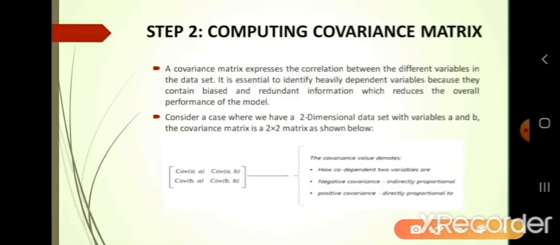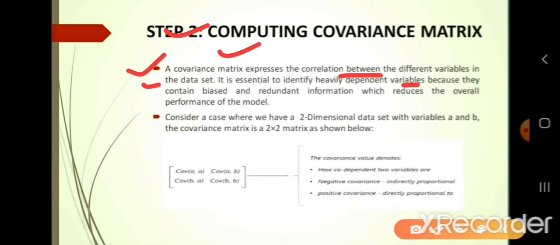Next step is computation of the covariance matrix. We know that covariance relates to variables. It shows the relative relation between two variables. So the covariance matrix expresses the correlation between different variables in the given data set. It is very essential to identify the dependent variables because they contain biased and redundant information.